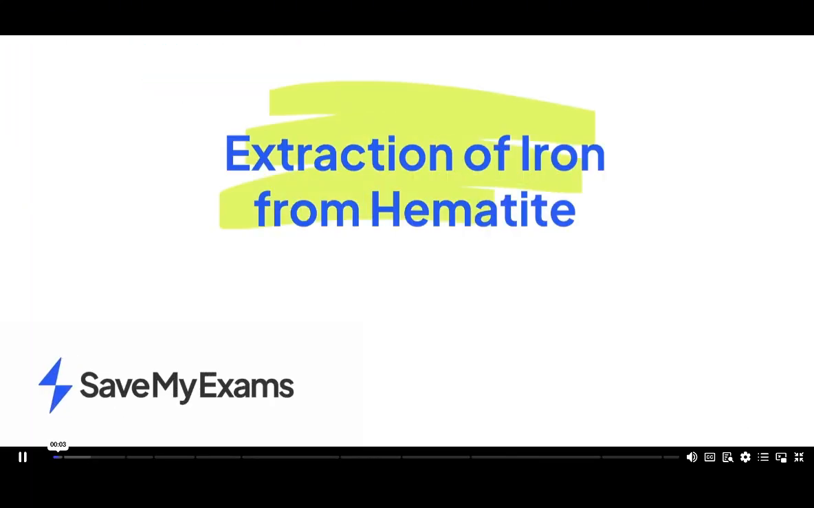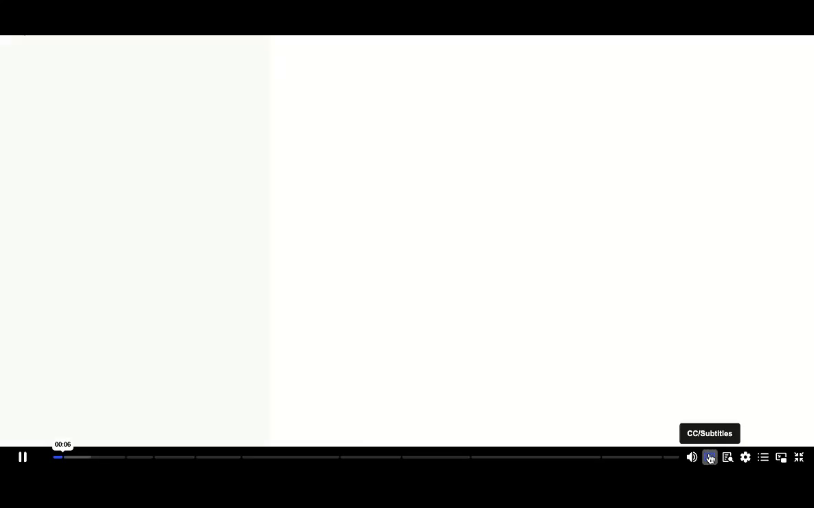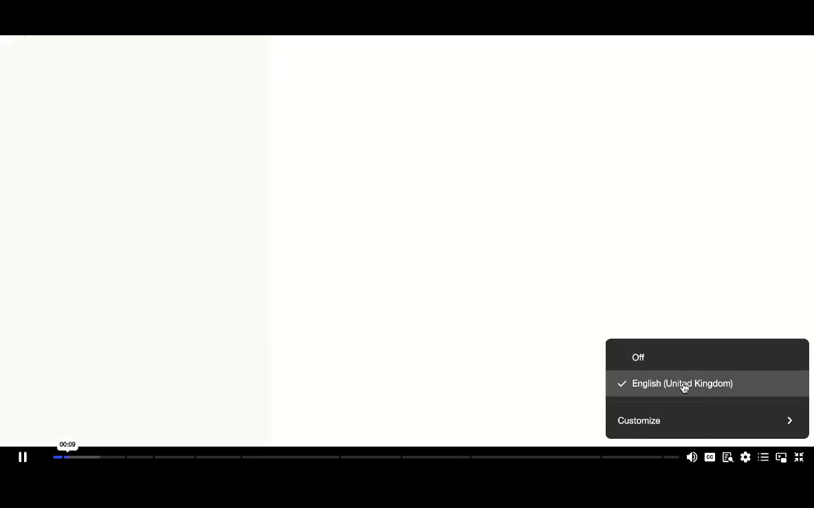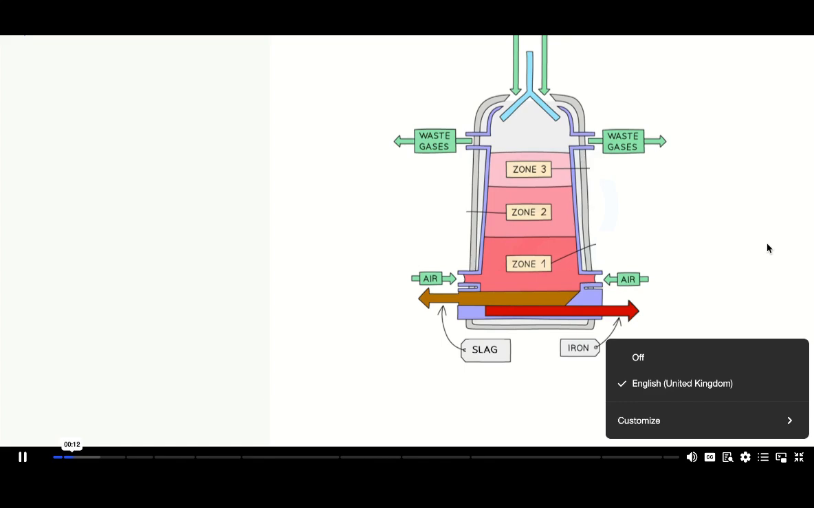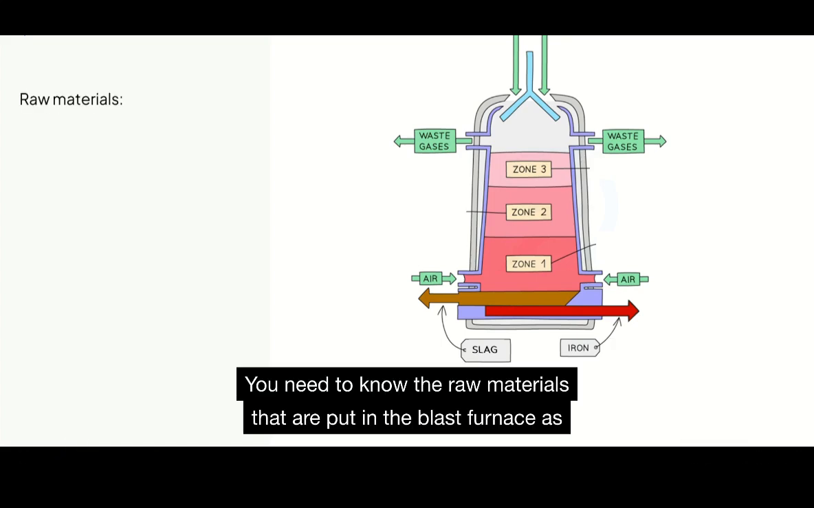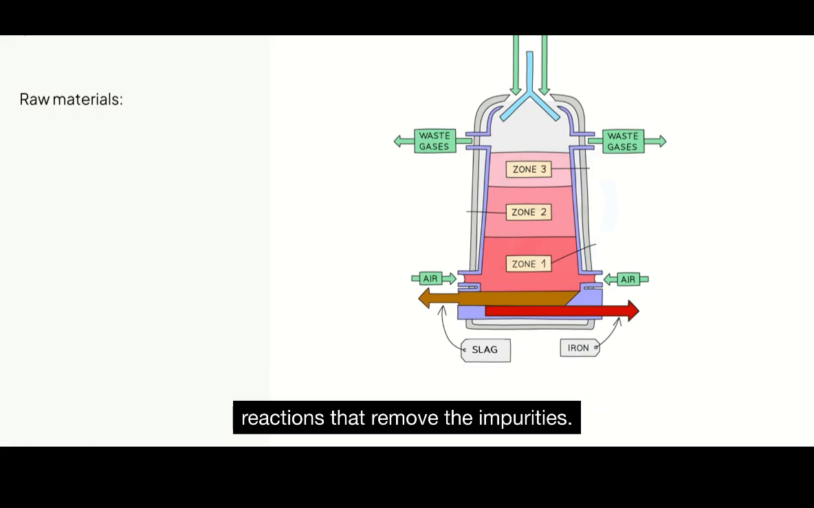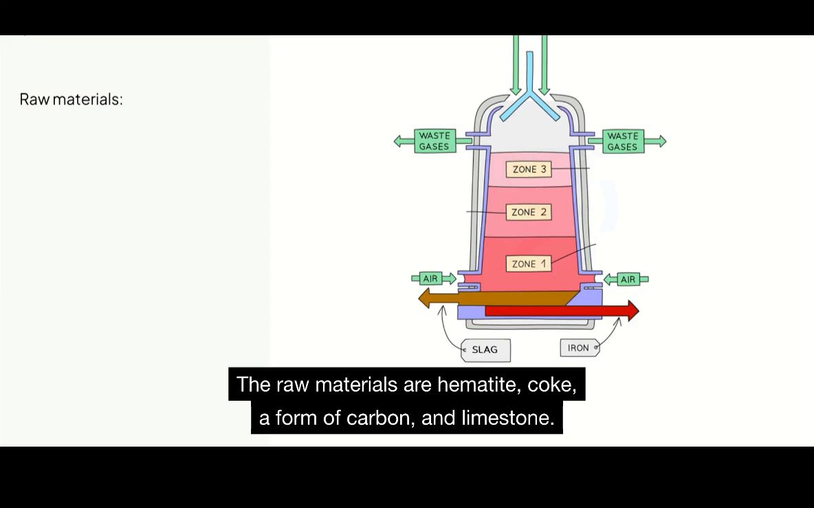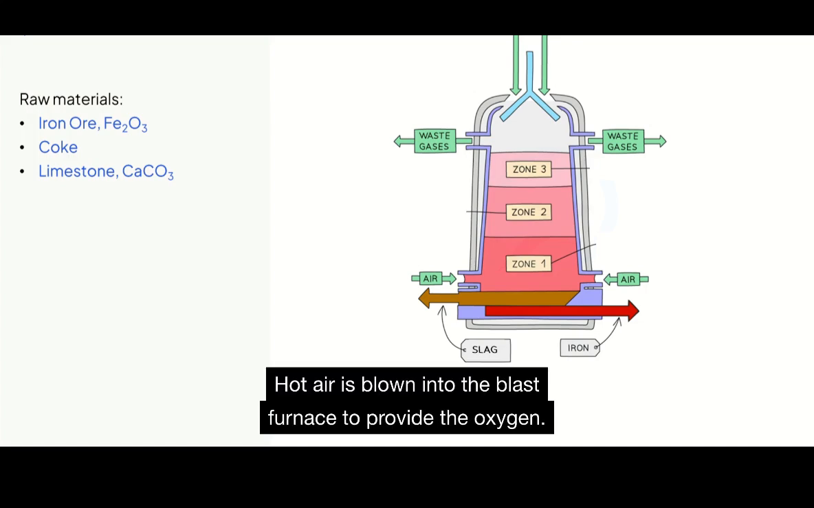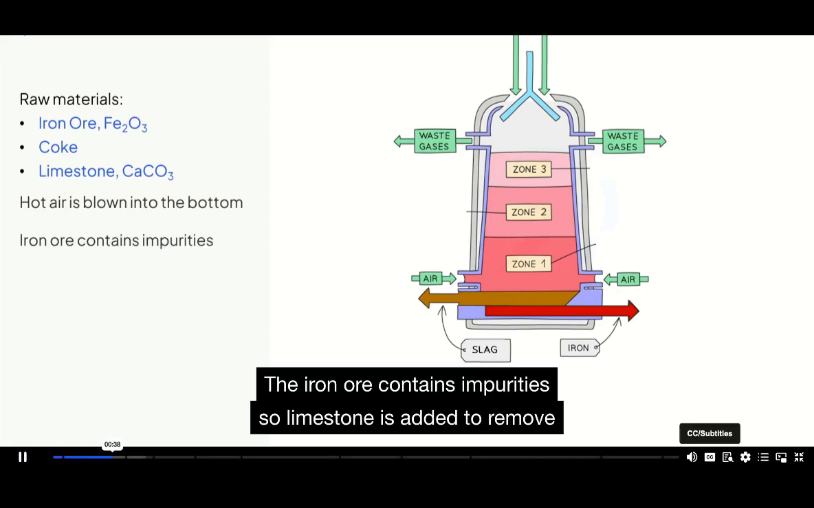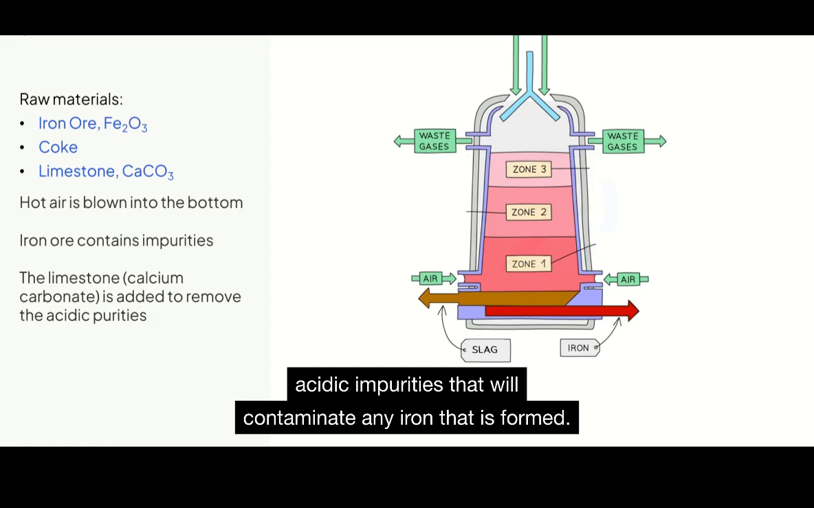Extraction of iron from hematite in the blast furnace. Iron is extracted in a large container called a blast furnace from its ore, hematite. You need to know the raw materials that are put in the blast furnace, as well as the reactions that occur to not only form the molten iron, but also the reactions that remove the impurities. The raw materials are hematite, coke, a form of carbon, and limestone. Hot air is blown into the blast furnace to provide the oxygen. The iron ore contains impurities, so limestone is added to remove acidic impurities that will contaminate any iron that is formed.